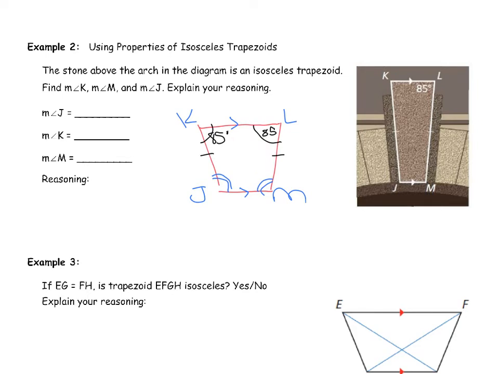So if I know that and I take away the 85 and the 85 that I already have, that means I'm left with 190 degrees left over. Now I know that these two angles here are equal, they're the same, so all I have to do to that 190 is divide that by 2, and I get 95 degrees. So we can then state that angle J is 95 degrees and angle M is 95 degrees. J, 95 degrees. K was the 85 degrees, and M, 95 degrees. The reason why is because base angles are congruent.